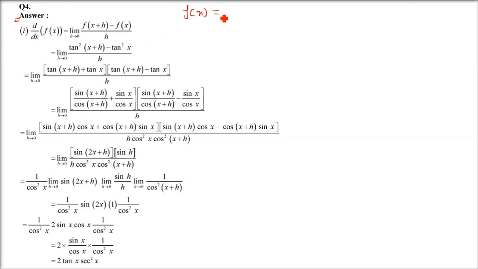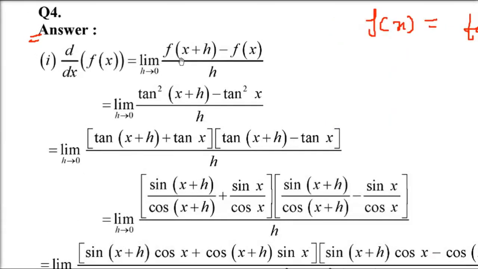So f(x) is given as tan²x. So what do we do here? [f(x+h) − f(x)]/h. Wherever x is there, put x+h. So if you see here, [tan²(x+h) − tan²x]/h.